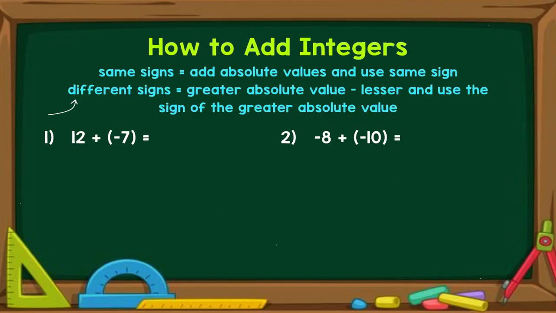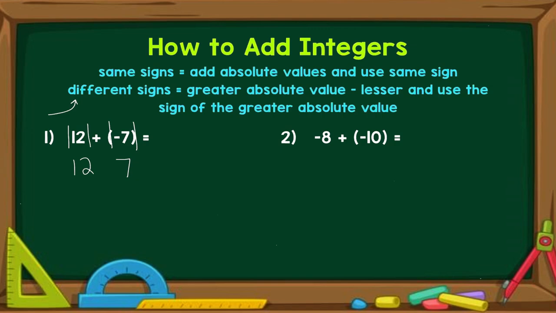Let's start by writing the absolute value of both 12 and negative 7. And remember, absolute value is the distance a number is from 0. The absolute value of 12 is 12. The absolute value of negative 7 is 7. Now we take the greater absolute value and subtract the lesser.